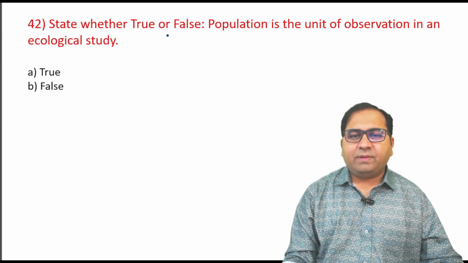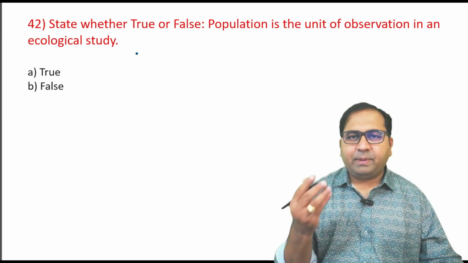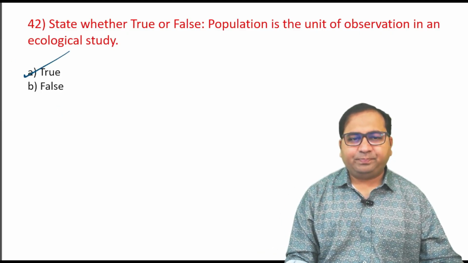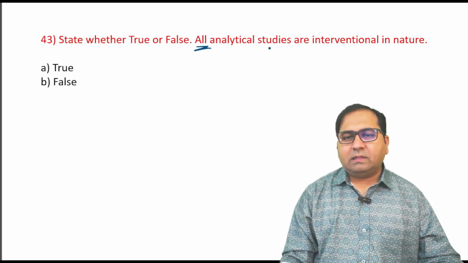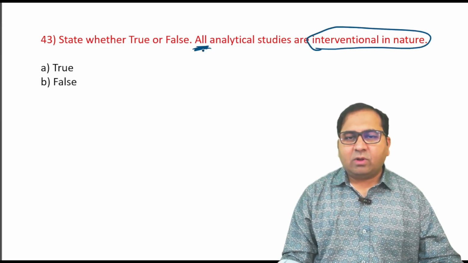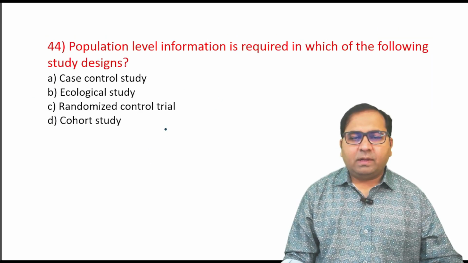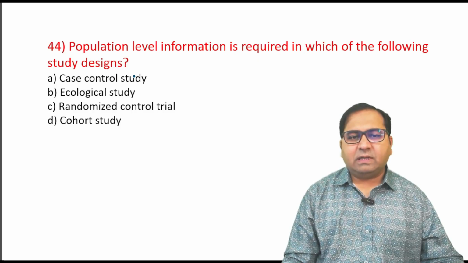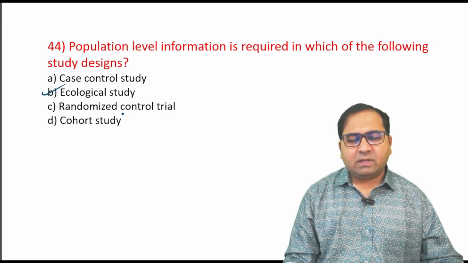Next question. State whether true or false. Population is a unit of observation in an ecological study. It is a repetitive question. The answer is true. Next. Next question. State whether true or false. All the analytical studies are interventional in nature. What is all is not all. Please remember this answer. So the answer for this question is B, false. Next question. Population level information is required in which of the following study designs? Again the same question. The answer directly we will take over here. It is ecological study.